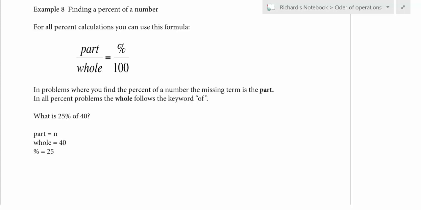Word problems involving percent. Now, finding a percent of a number. There's a formula that you can use for working with all of the word problems that we're doing, and that is if you take the part that's identified in the percentage word problem divided by the whole, that will be equal to percentage divided by 100.